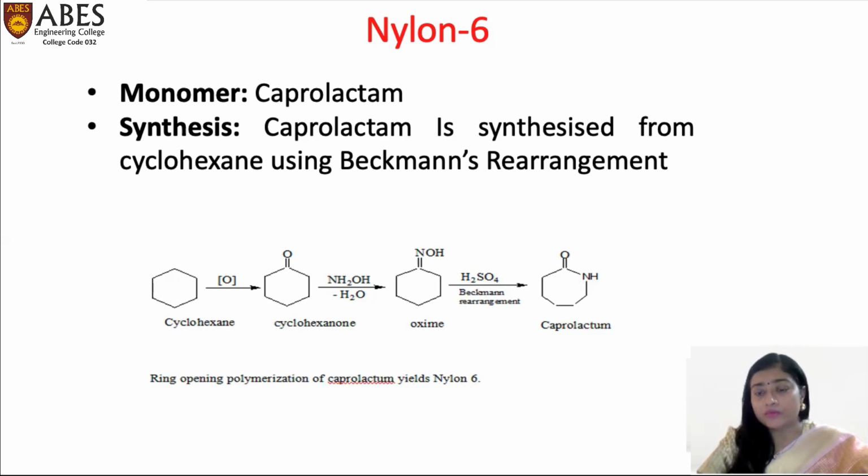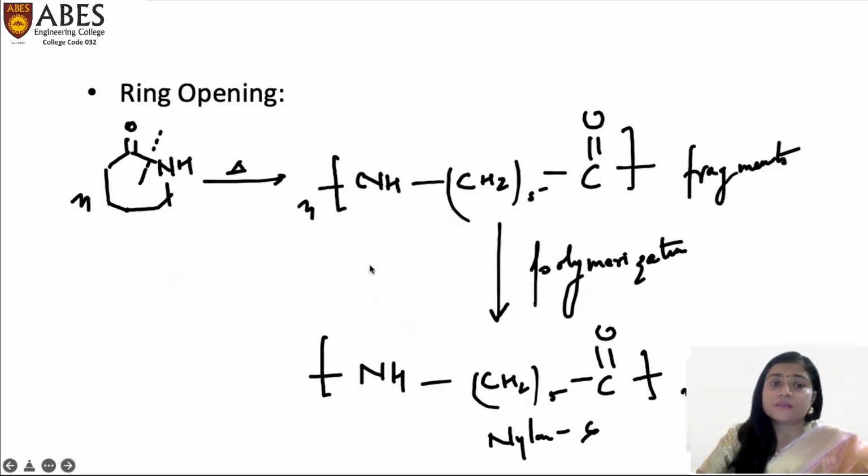Now, we'll prepare nylon 6 using the caprolactam. The first step is ring opening. This caprolactam is heated and this labile bond breaks and gets into the fragmented form. So you can see NH here, and 1, 2, 3, 4, 5, 5 methylene groups are there, ending with a C double bond O group. These fragments will be equal to the number of rings we have used over here.